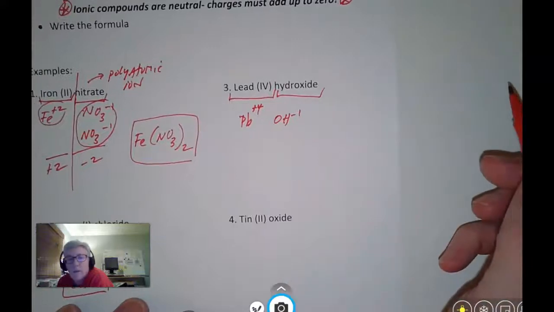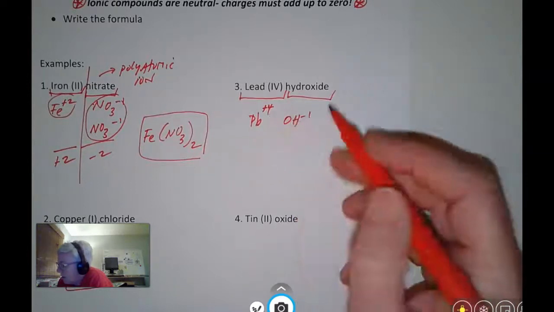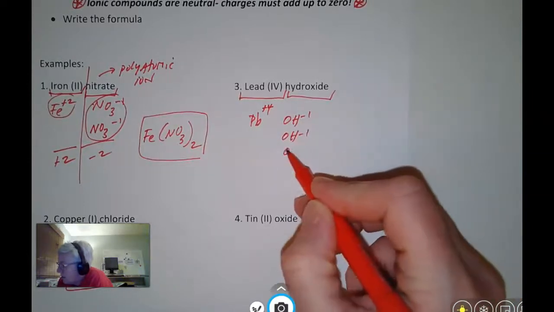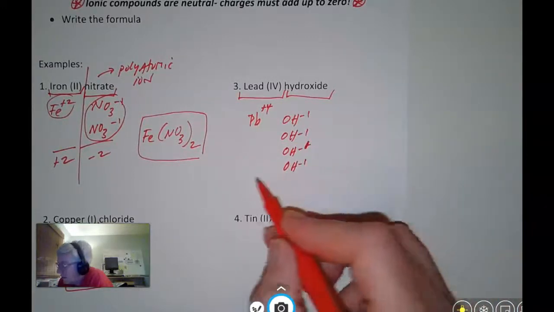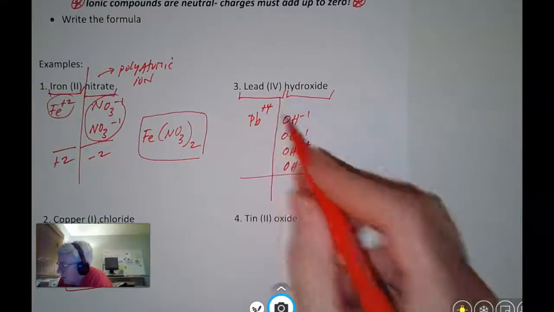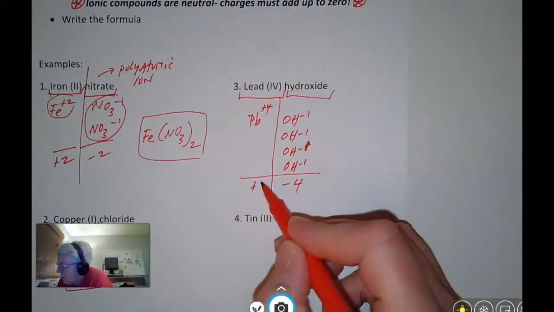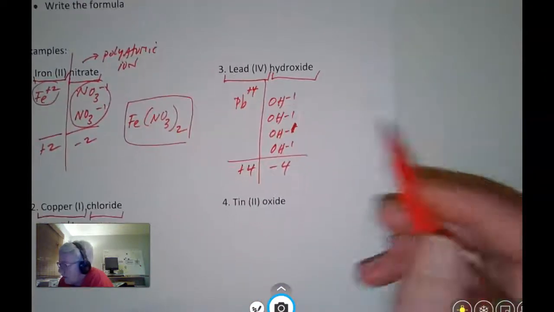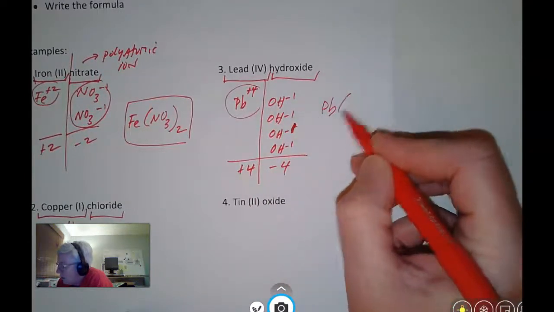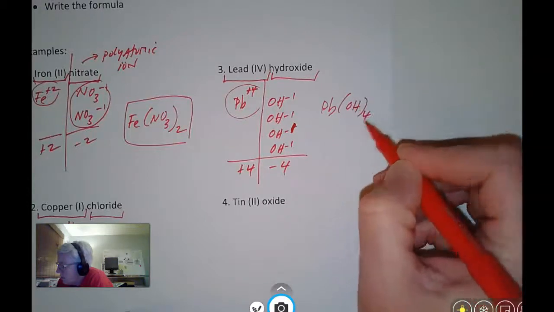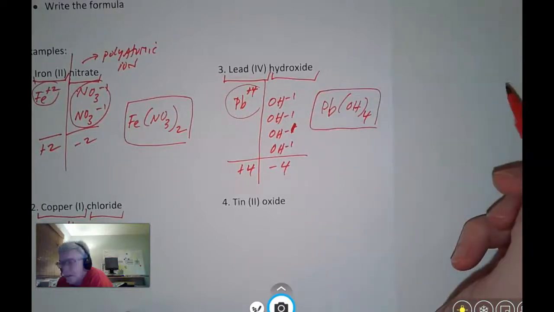OH -1. Okay, so then you think for a second, well, I guess I need a few more of these -1 things to cancel that out. And you would be correct. You need a total of 4 hydroxides to cancel out one of those lead +4. So that adds up to -4. 1, 2, 3, 4. That side's a +4. And now we can write our formula with 1 lead and 1, 2, 3, 4 hydroxides, which again, we would need to put into parentheses whenever you have more than one copy of a polyatomic ion.